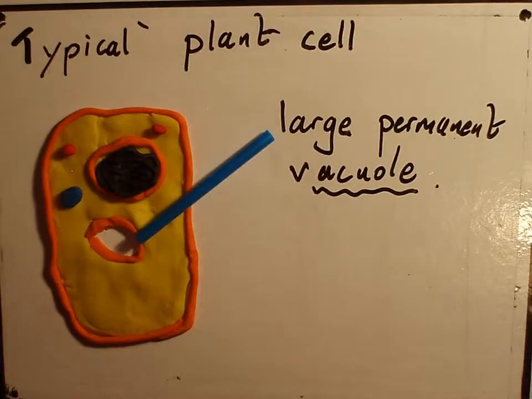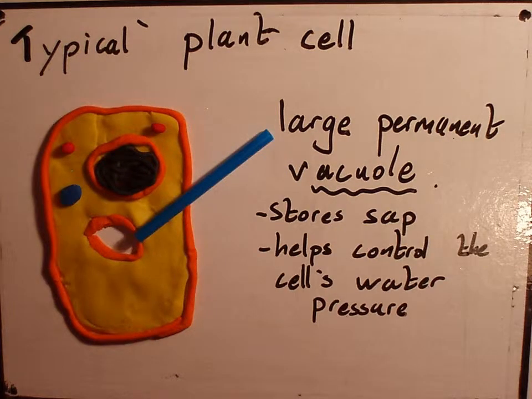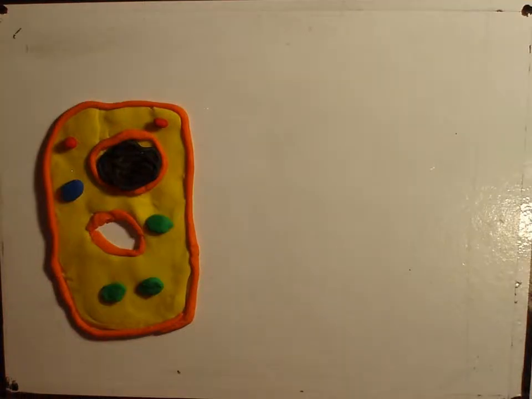Plant cells have a large permanent vacuole. A vacuole is just like an empty space inside the cell. It's bound by a membrane again, and they can use it for a lot of things. Animal cells sometimes have vacuoles as well, but they're usually small and they're not there all the time. They can use this vacuole to store sap, and they can also use it to help control how much water the plant cell has, to help it survive times of drought or when there's too much water about.